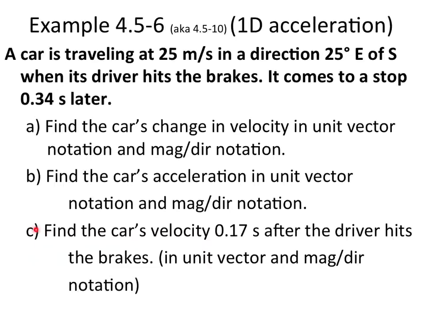So we've got a car traveling at 25 meters per second. Right away, what can we call that? Well, we can call that an initial velocity, right? It's initially traveling at that speed. So initial velocity equals 25 meters per second in a direction 25 degrees east of south.